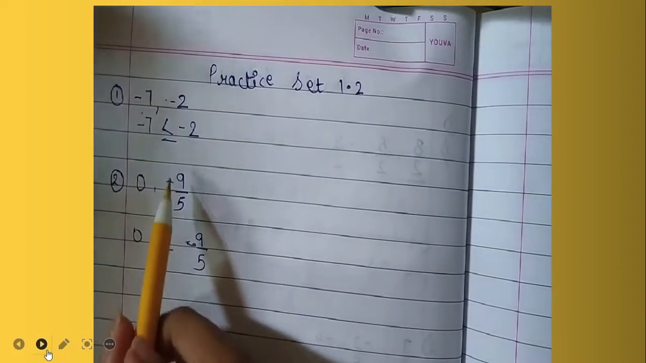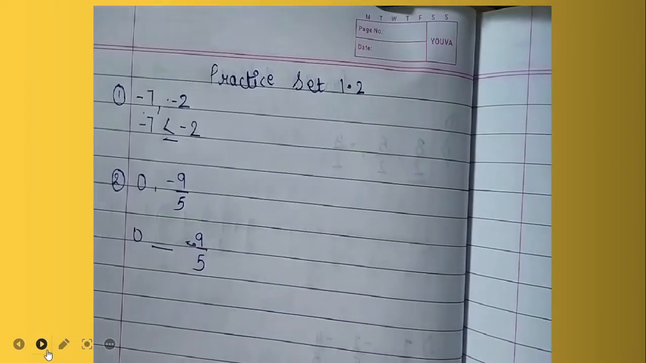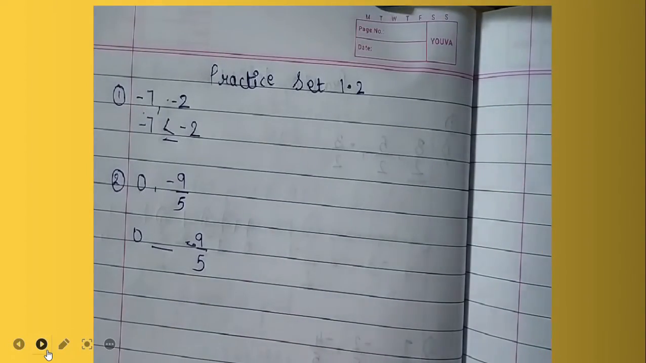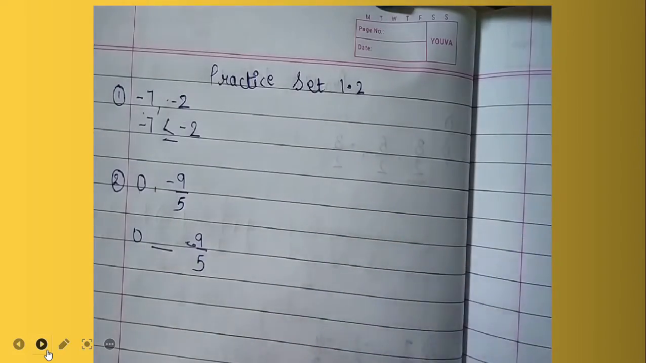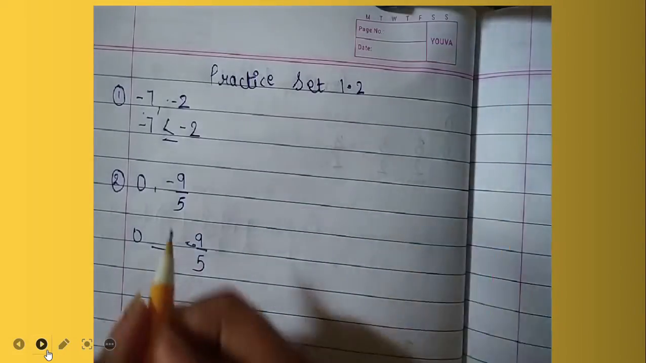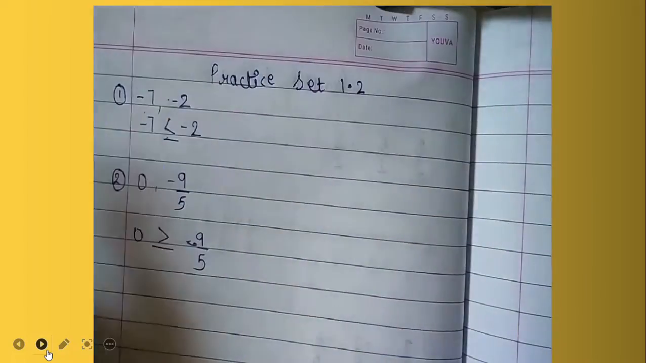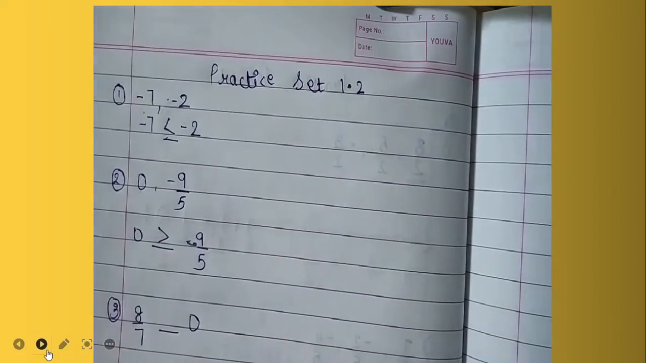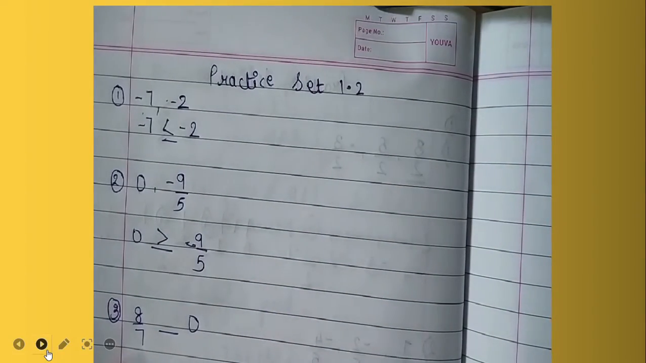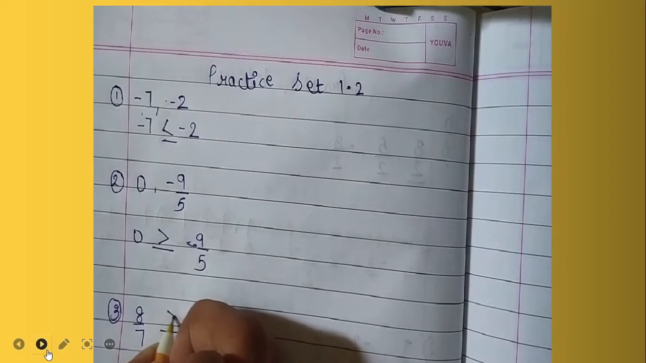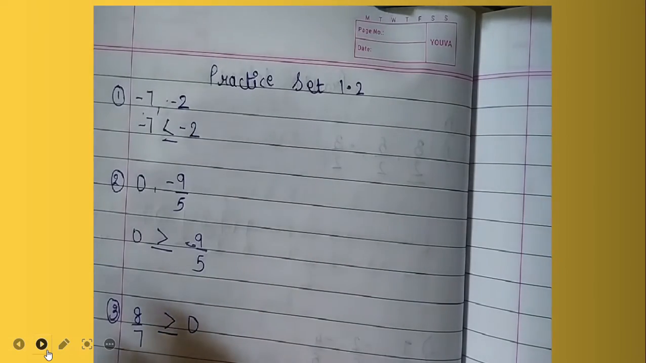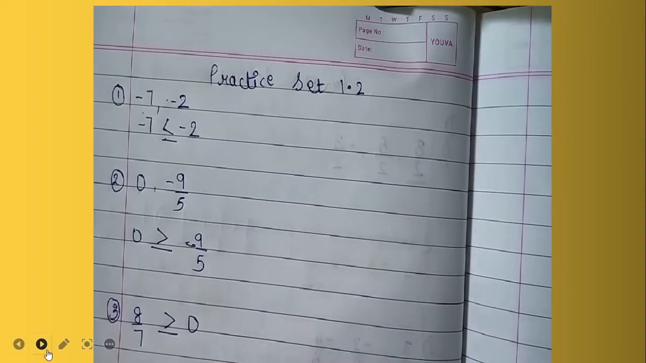Now 0 and minus 9 upon 5. As I told you, the numbers on the left hand side are smaller than any other numbers. Yes, 0 is greater than this, as I told you while explaining. Let's move to the third. Now 8 upon 7 compared with 0. Your 8 upon 7 is greater than 0 because this is containing a positive sign. So yes, this is greater.